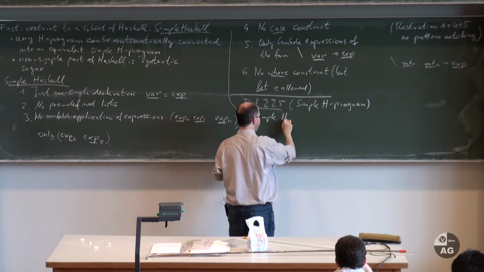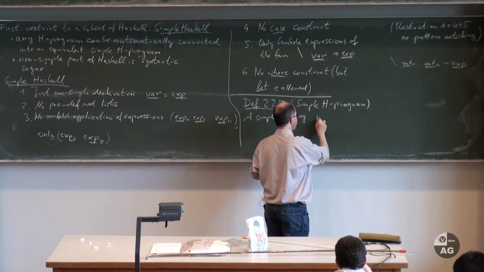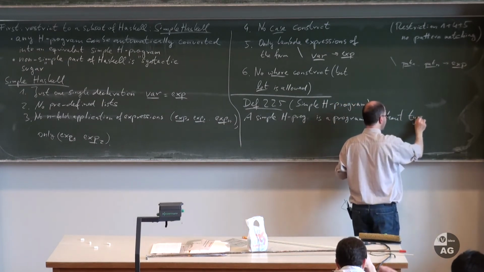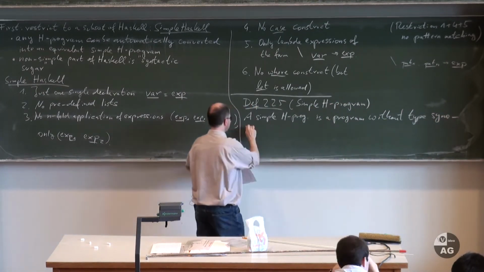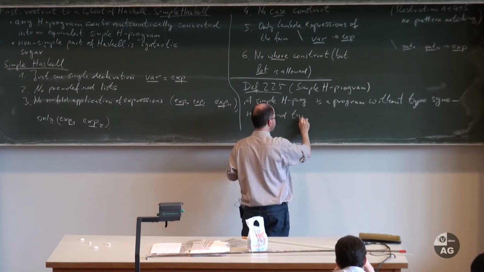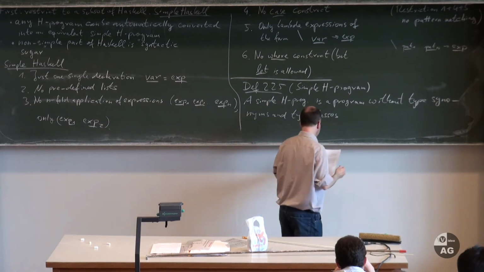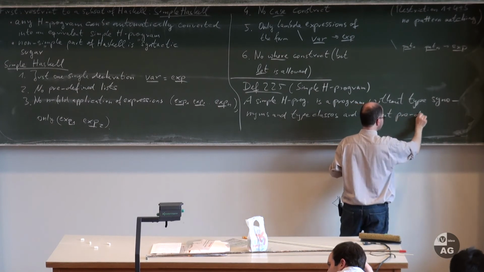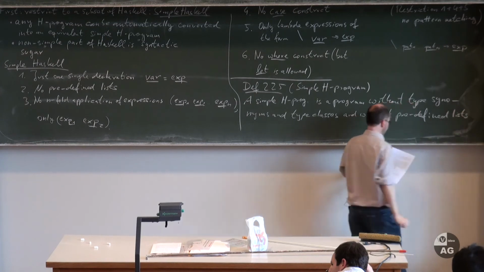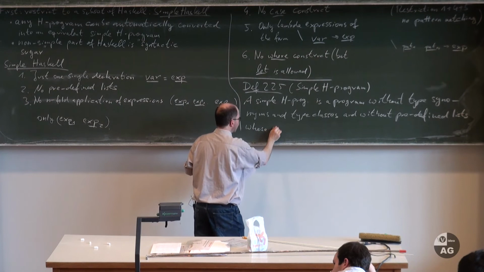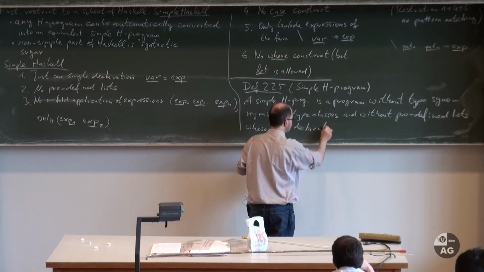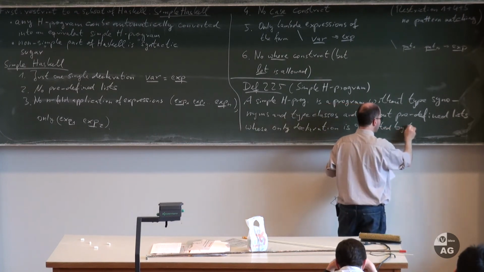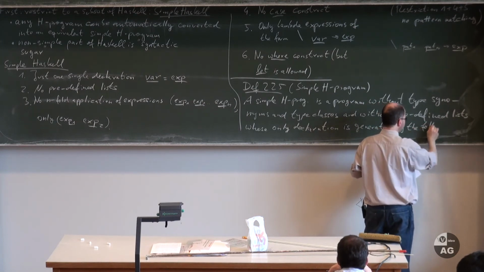A simple Haskell program is a program without type synonyms and type classes, and also without predefined lists, whose only declaration, so there's one single declaration only, is generated by the following grammar.